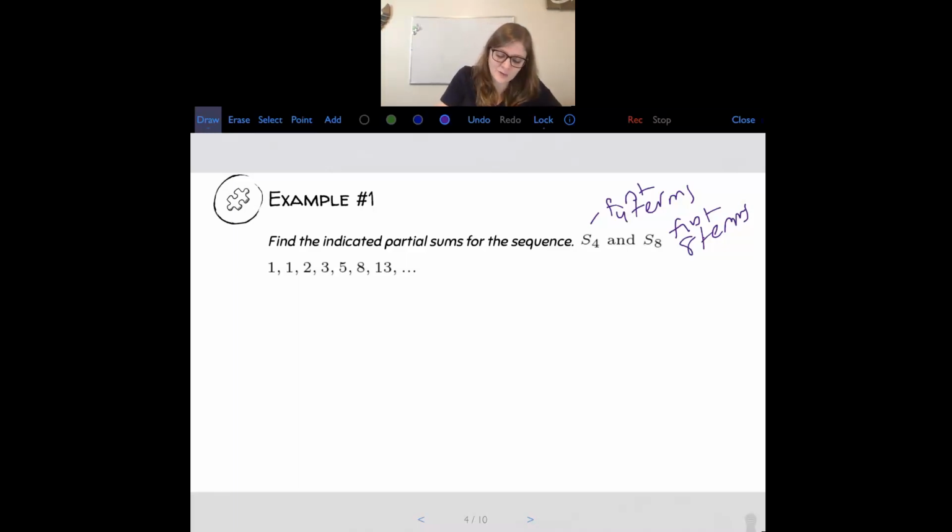So for S sub 4, we are finding the sum of the first 4 terms. So that's 1 plus 1 plus 2 plus 3. So the first 4. So that would give us 5, 6, 7. So S sub 4 is equal to 7.